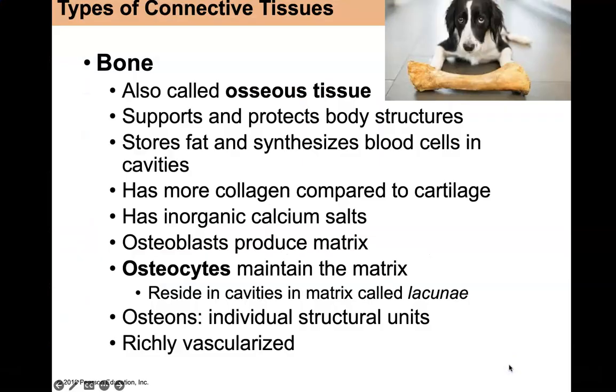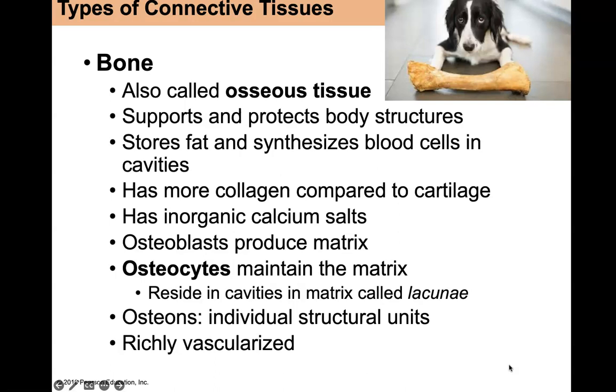Okay, so we left off with talking about the types of connective tissues. So we'll finish off connective tissues here. And we left off with bone. And bone is also called osseous tissue, as probably many of you know.